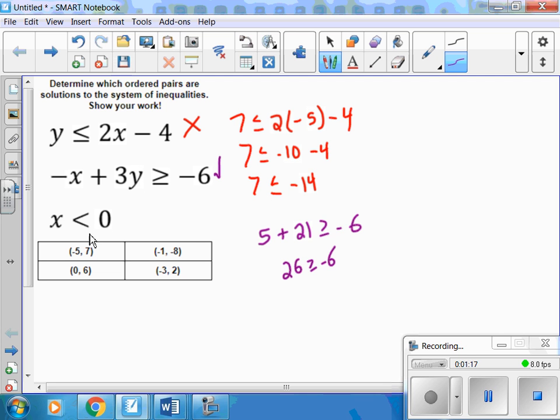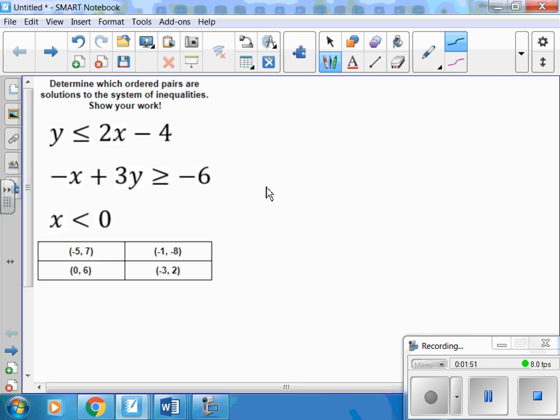The last one we're going to check is, we're going to see if -5, 7 works for this one. So we just got to plug -5 in for x. Is -5 less than 0? And I would say yes, it is. So it works for this one. So -5, 7 does not work for the top, but it works for the other two. Therefore, it doesn't work for all three. So it is not a solution to the system.